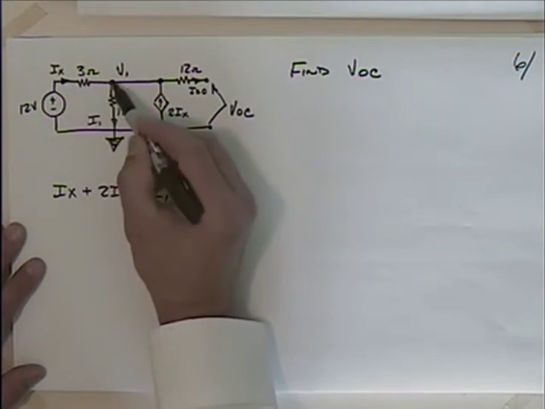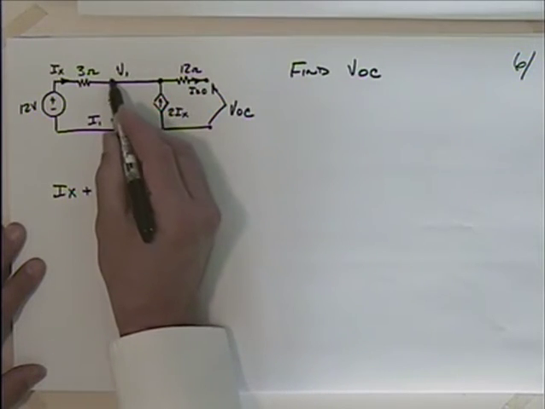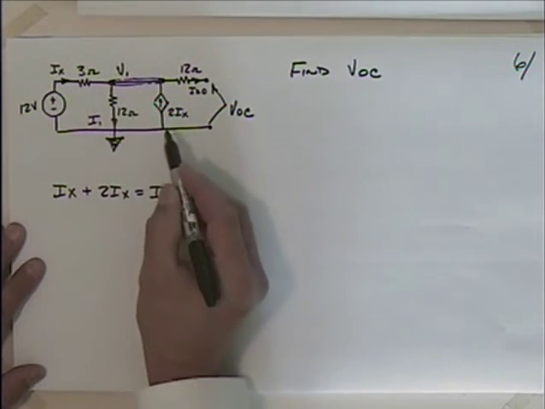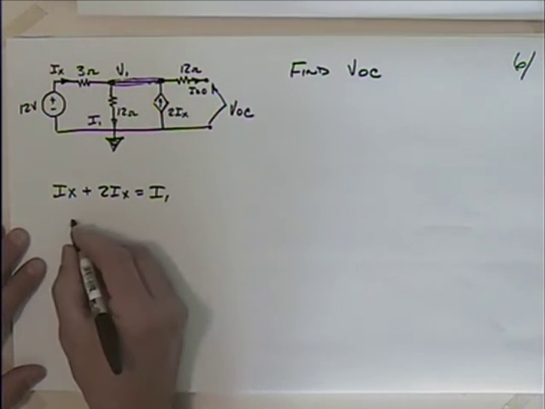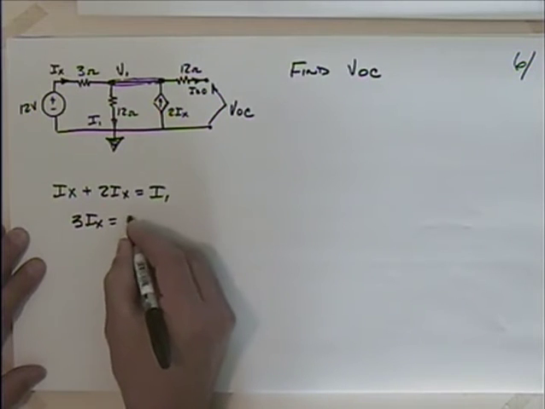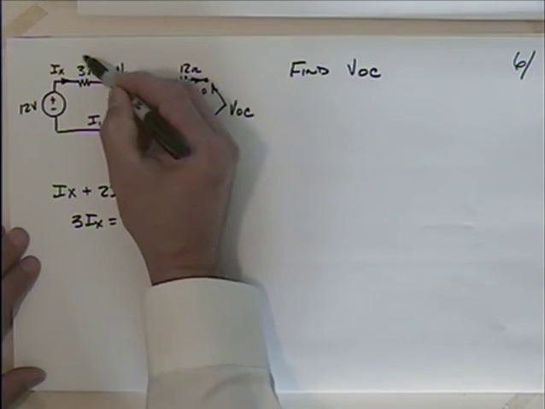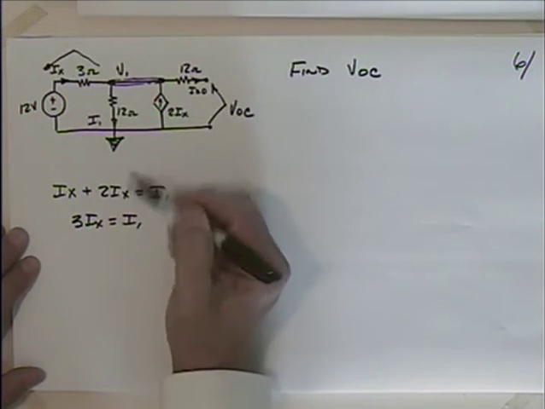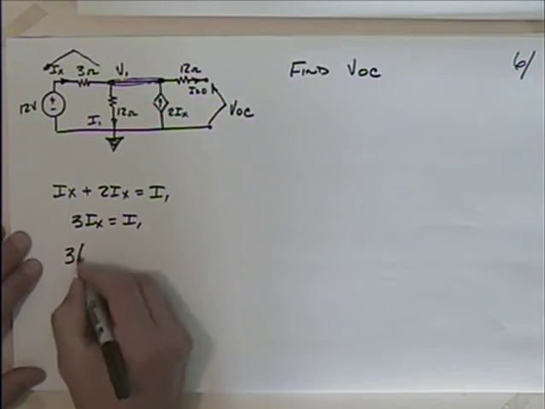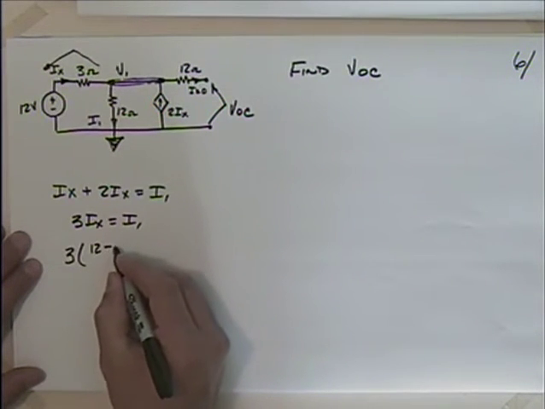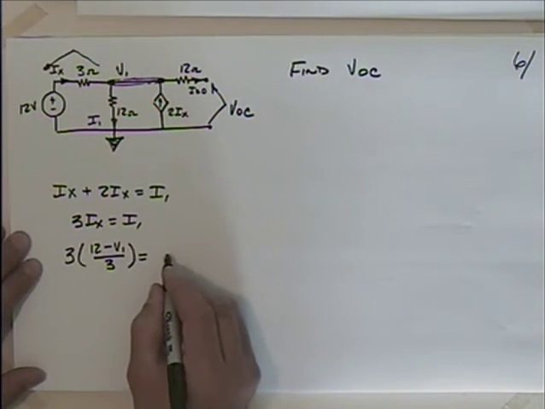Is that right? IX is going in, 2IX coming up here and going in, because this is all essentially one node up here. 2IX is going in, and then I1 is leaving. So I could say that 3IX is equal to I1. Can I talk about IX? Yeah, I should be able to. I just need to find the voltage opposite that, which is that. It's going to be minus V1 plus 12. So 3 times (12 minus V1) divided by 3 is equal to I1.